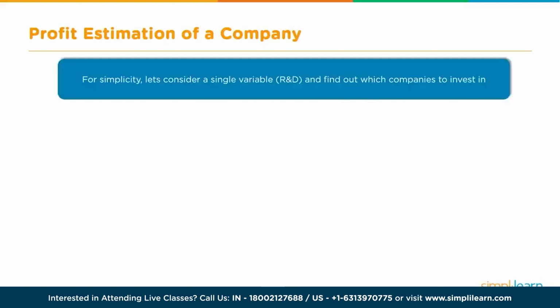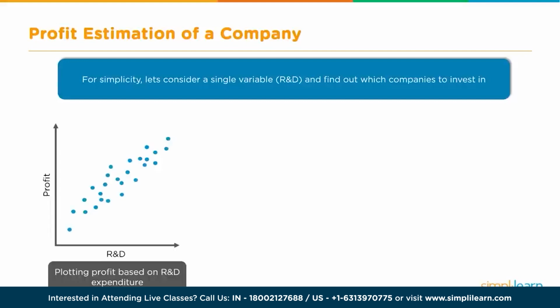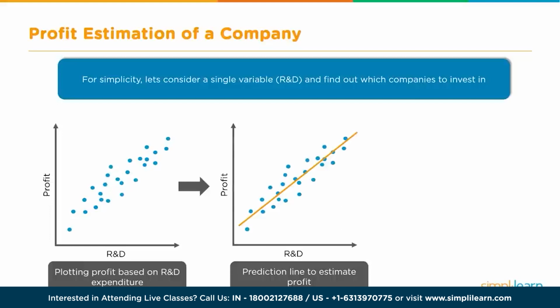We're going to come in, and for simplicity, let's consider a single variable R&D and find out which companies to invest in based on that. So when we take our R&D and we're plotting the profit based on the R&D expenditure, how much money they put into the research and development, and then we look at the profit that goes with that. We can predict a line to estimate the profit.